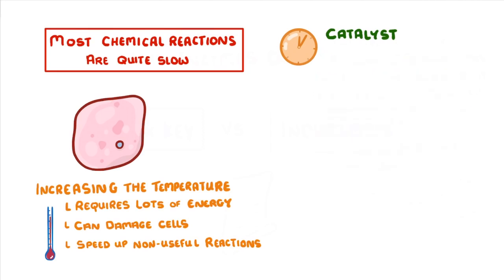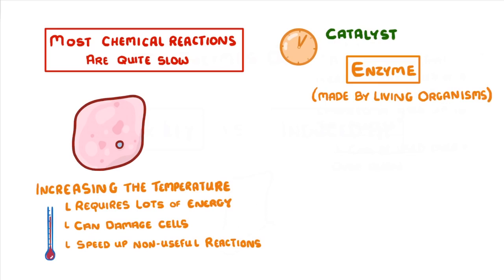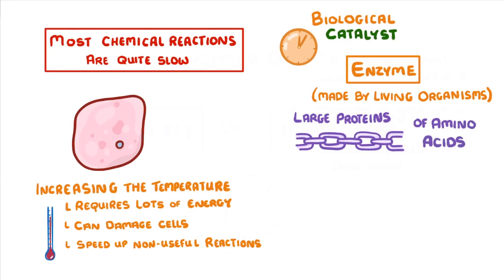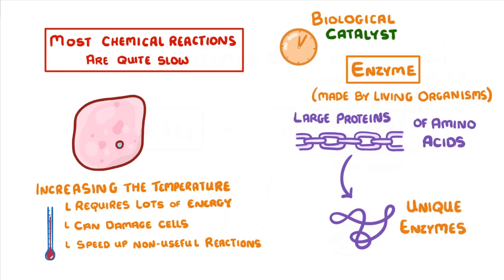Now, you might remember from chemistry that catalyst is a general term, but an enzyme is a particular type of catalyst that is made by living organisms, and so we sometimes call them biological catalysts. Enzymes are basically just large proteins, so like all proteins, they're made up of long chains of amino acids. But once these chains of amino acids are folded into more complex shapes, they create unique enzymes that can catalyze, which just means speed up, a particular chemical reaction.